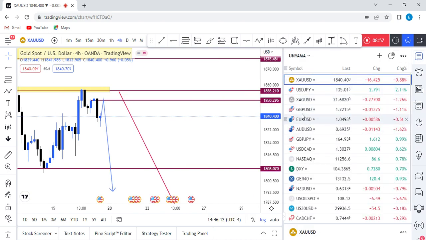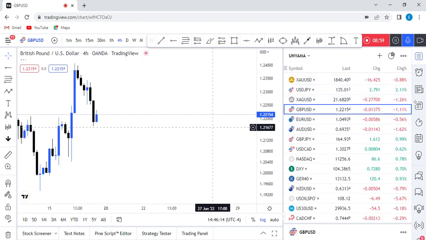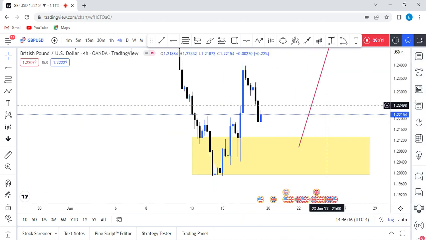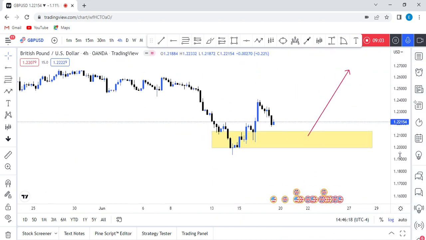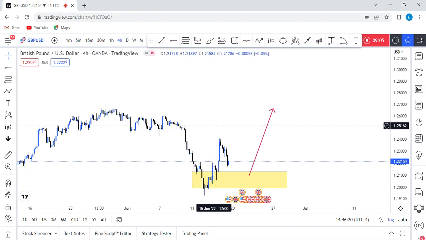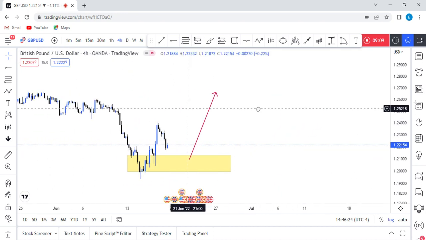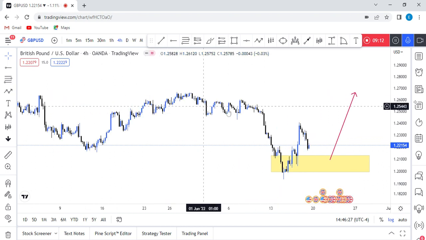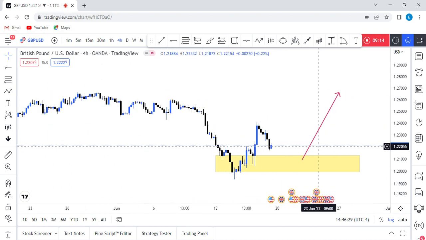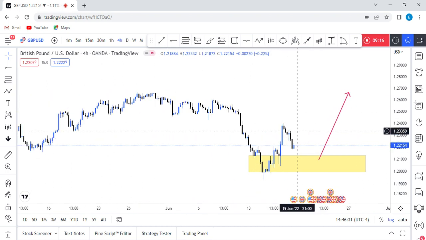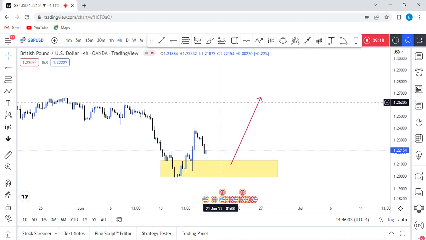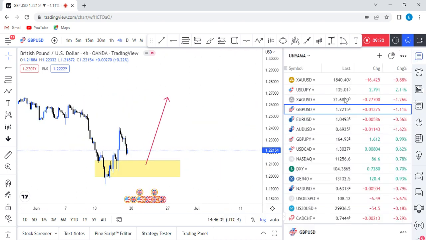Another instrument, GBP USD. So let us go in the first move so that we can save time. As you can see, the market was downside here, but it broke the structure, so the market must turn back here before we buy. GBP USD, we need to buy.